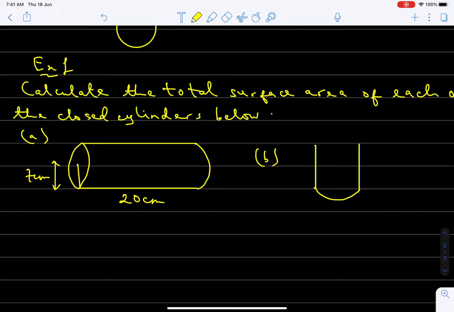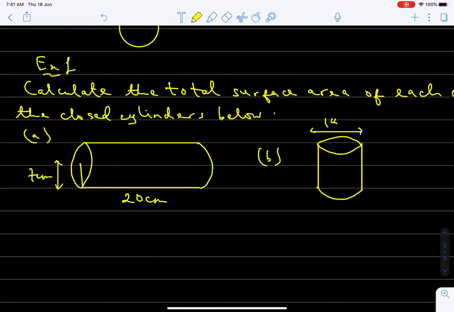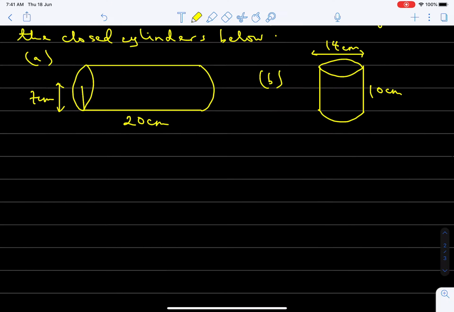Now this is the second one. Here the diameter of this circular end is 14 centimeters. So of course you know what the radius will be, which is 7 centimeters. And the height of the cylinder, you can see the cylinder is standing upright, is 10 centimeters.